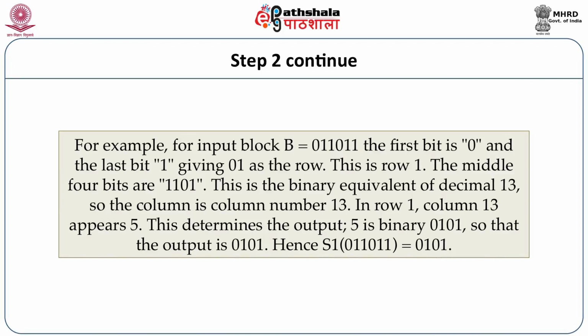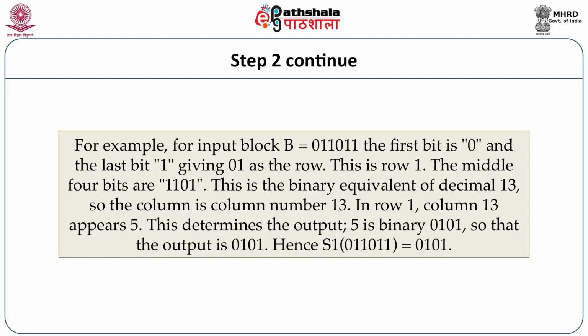Take the first bit 0, the last bit 1, it gives you 0, 1. So this represents row number 1. The middle 4 bits are 1, 1, 0, 1. So they are equivalent to 13. So look at the column number 13. Now in the S box, you have to look into row number 1 and column number 13, which appears to be 5. So your output of the S box is 5, which is binary equivalent to 0, 1, 0, 1.